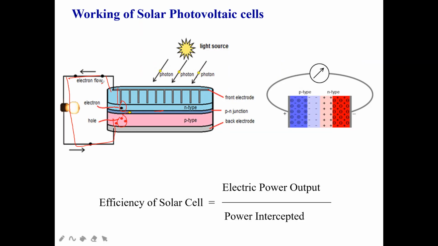Circuit is completed and the flow of electrons as per definition is always called current. And this is how a particular solar cell, a solar photovoltaic cell, works. Now the remaining things I will teach you.